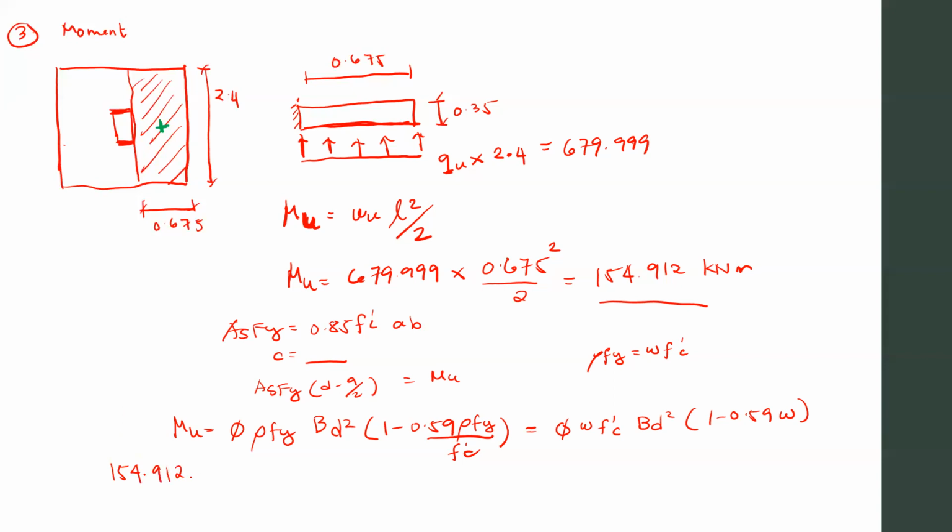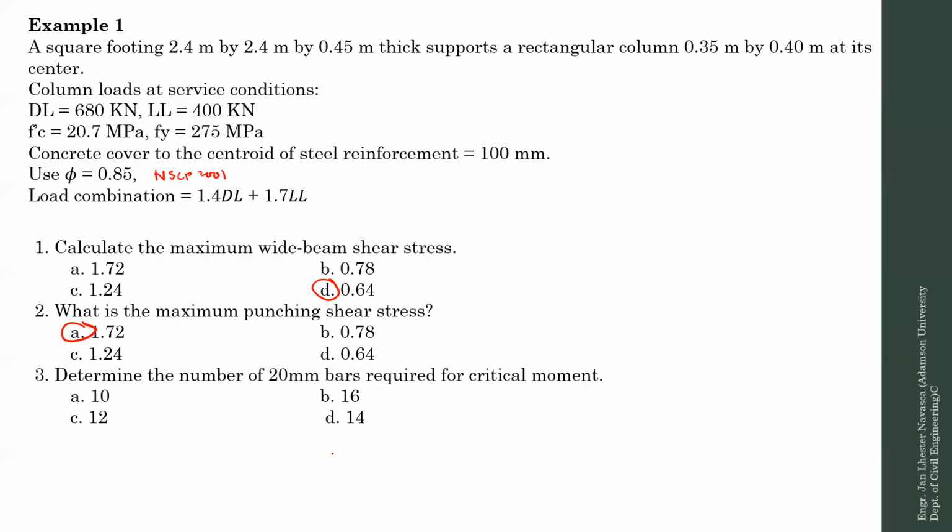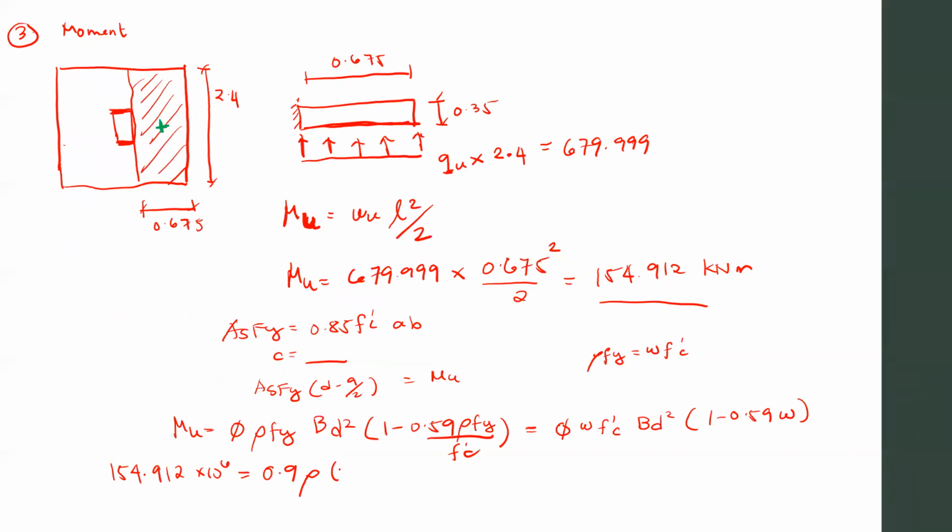So, kunin mo to, 154.912 kilonewton meter. So, convert natin siya to Newton millimeter. So, that is times 10 raised to 6, equals to 0.9. Then, compute your rho. Compute your Fy, which is, ano Fy natin? Fy natin is 275. Okay. So, now, kailangan mong i-determine what is your B and what is your D. Merong way na pwede mong i-consider 1 meter strip, okay lang din yon. Or pwede mong gawin, consider mo na yung whole length ng beam mo.